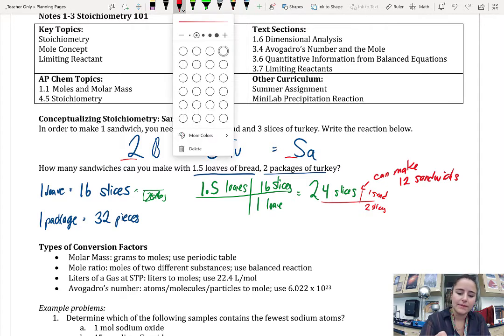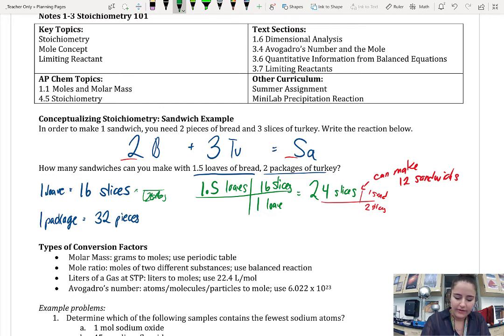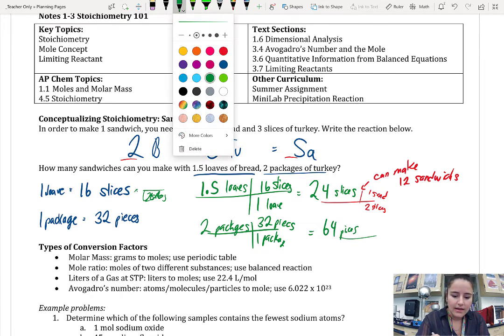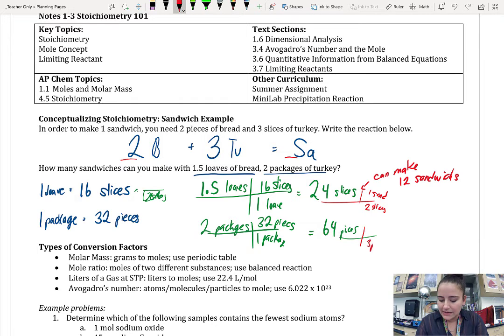Okay, let's do the same thing with the turkey. If I have 2 packages of turkey, I said that 1 package is 32 pieces, and then I know I need 3 pieces. Or actually, let's go ahead and stop there so I can show you guys this and make it line up with the other one. So 64 pieces of turkey, and then I need 3 pieces to make 1 sandwich. And so with this, I can make 21 sandwiches.